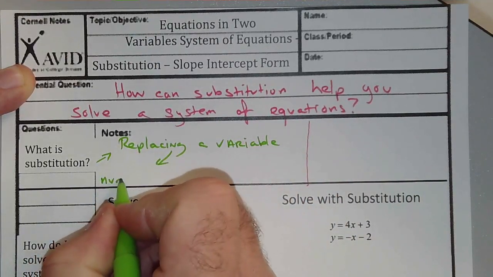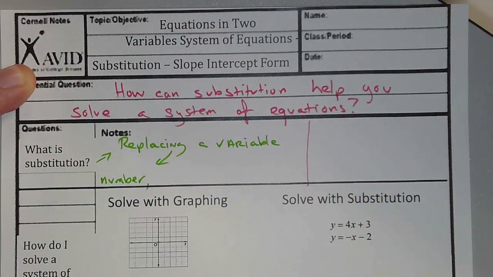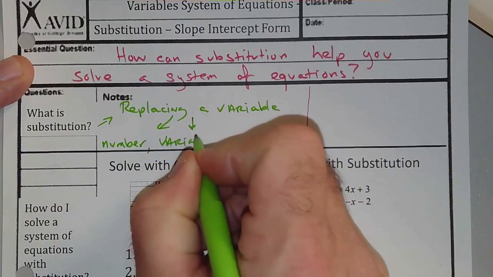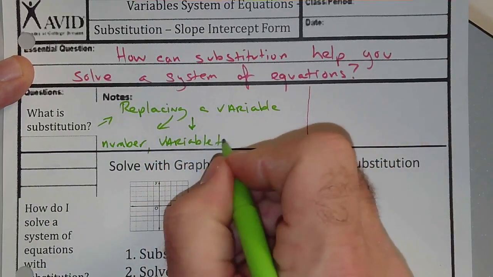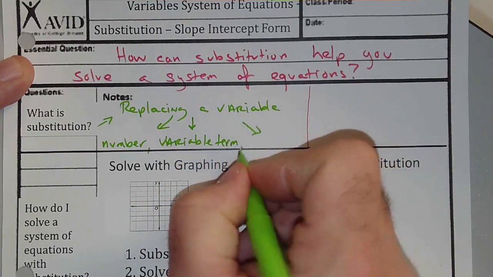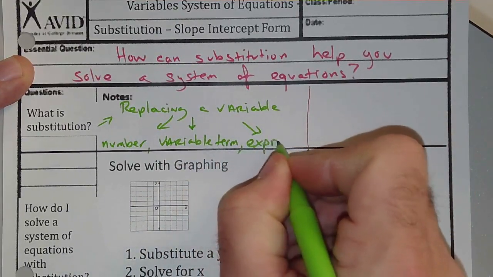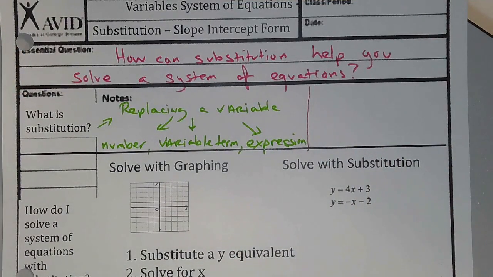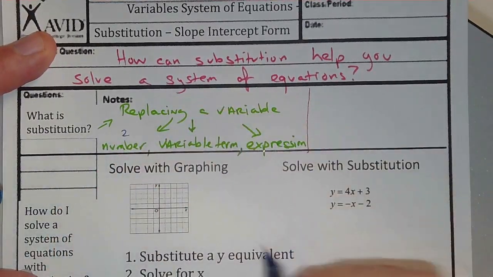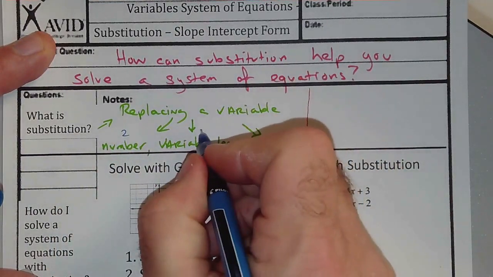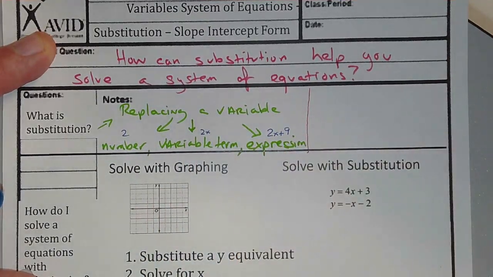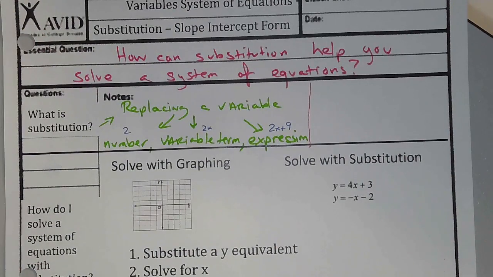Well, there's three things we could put in there. We could put in just a plain old number, or we could put in a variable term, like 2x. Or the third thing is we could put a whole expression in there. Let me make a little side note about this. If we put a number in, it could be 2. If we put a variable term in, it could be 2x. If we put an expression, it could be 2x plus 9. All of those are things that we could put in for a variable.